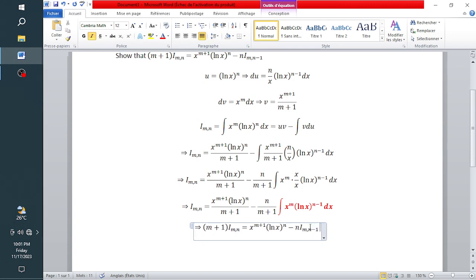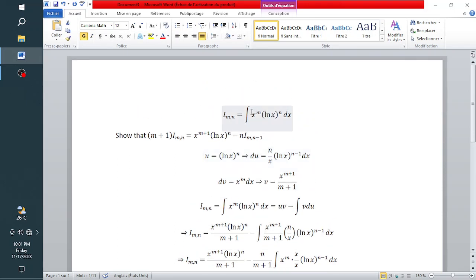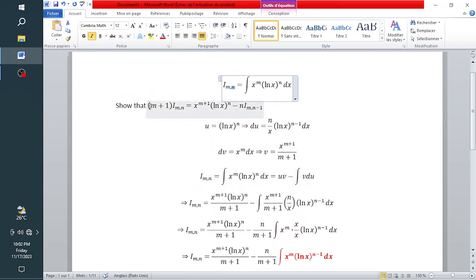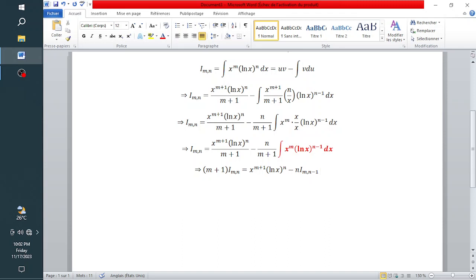Okay, so that is it, because you see that x to the m remains. If you check the original integral, this is x to the m. You see that here we have the subscript n and we have the power n. So if the power is n minus 1, it means that the subscript is supposed to be n minus 1 as well. So this is what we had to prove. We had to show this. So we have successfully shown it, so we can conclude as required.